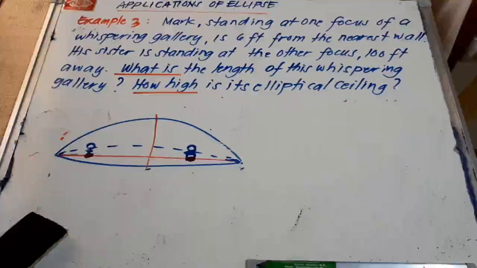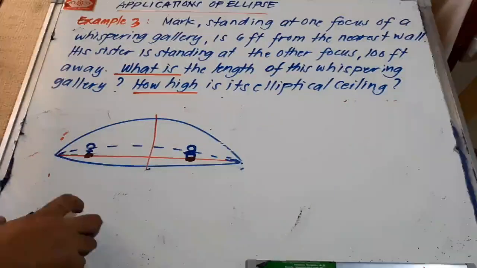Okay, good day. So this will be my third example in the application of ellipse. And it says, Mark is standing at one focus of a whispering gallery. He is 6 feet from the nearest wall. His sister is standing at the other focus, 100 feet away. What is the length of this whispering gallery? How high is its elliptical ceiling? So we're going to determine the length of the whispering gallery and the height of the elliptical ceiling.